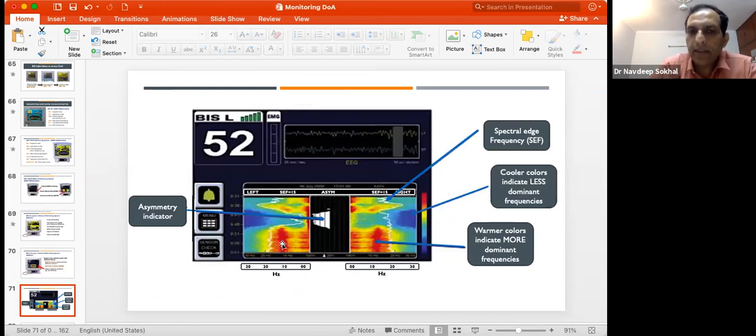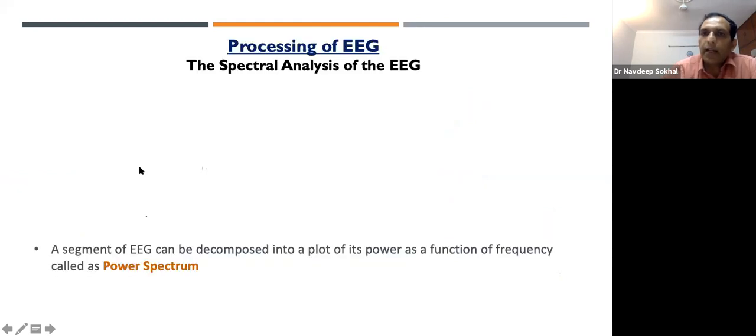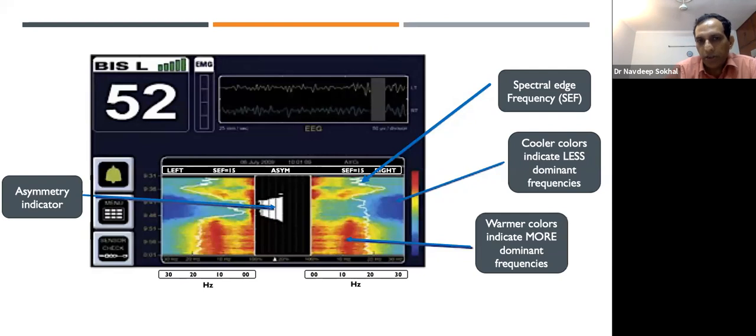What is the purpose of having this density spectral array? Actually, these things can also guide you about the depth of anesthesia. What is this? See, this is the BIS value with good EMG signal, signal quality index, no EMG. So this is a very reliable value. On the top of it, you are getting some values here, which are from the left side and right side. SEF, that is spectral edge frequency, and any symmetry between the two. So how does this spectral edge form? Let's see, spectral analysis of EEG. Let's see how this spectral edge is formed.